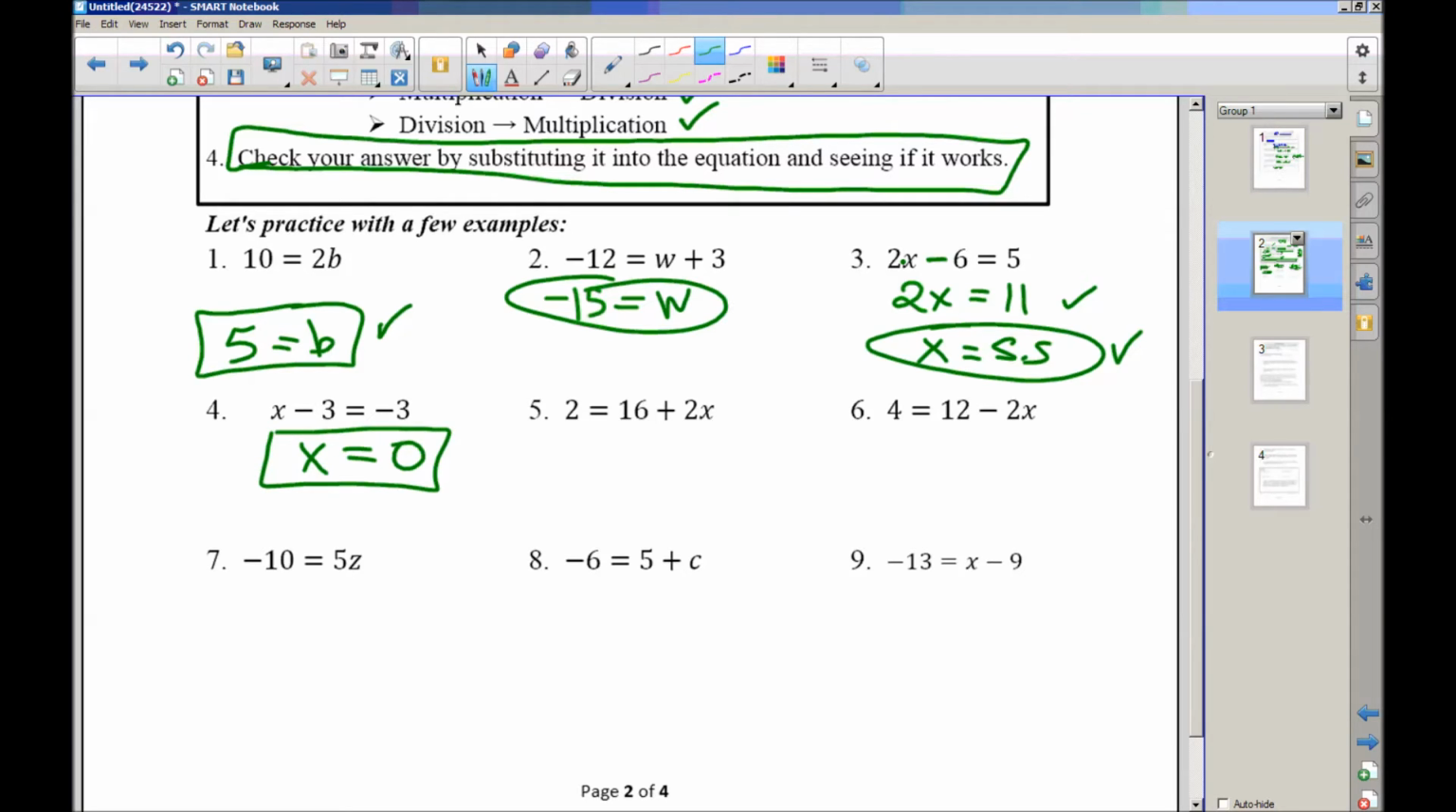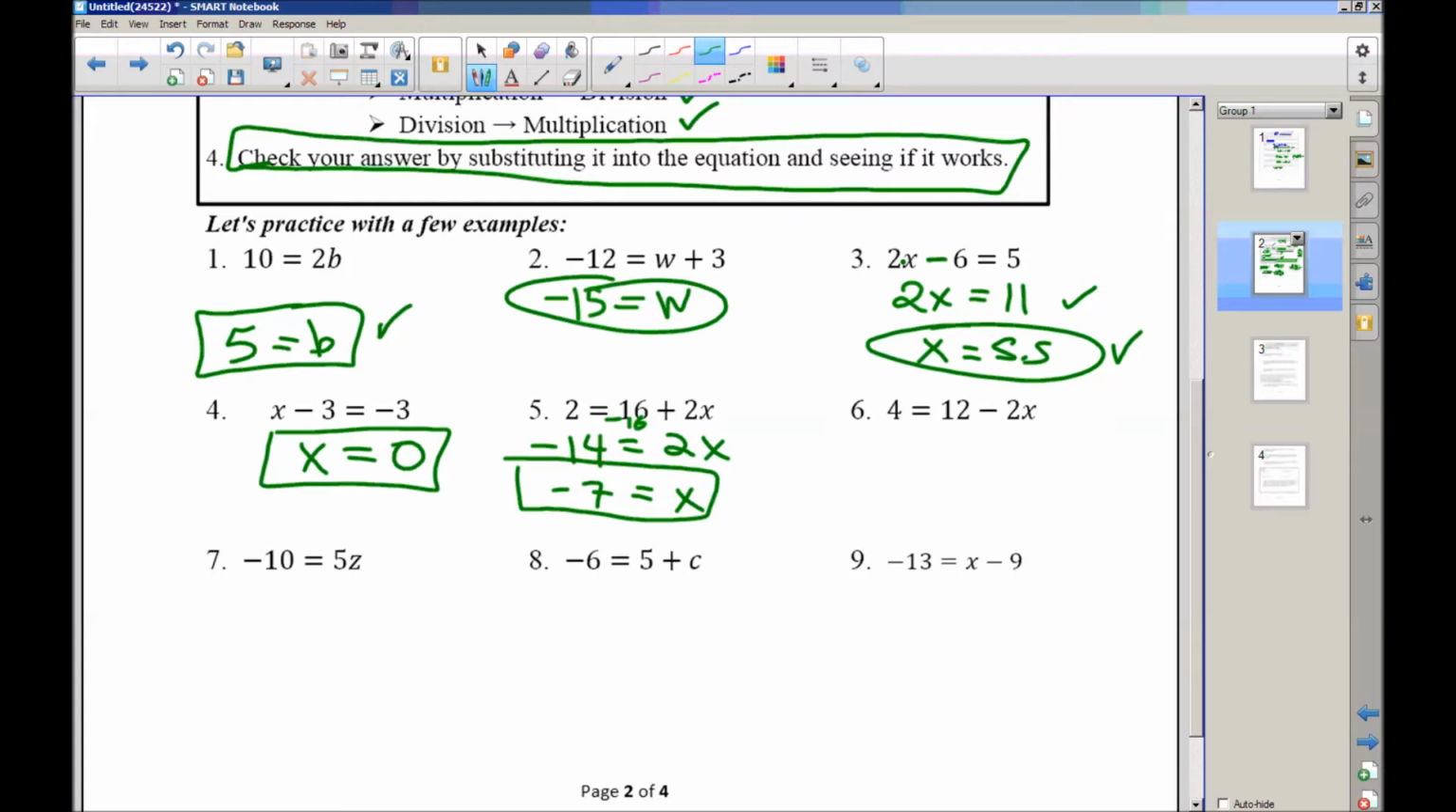Okay. So within number 5, we subtract 16 from both sides. We'll get negative 14 as 2x. And then we undo the multiplication next, and we'll get x is negative 7. Now the reason why we subtracted 16 is we needed to get rid of a positive 16 here. So 16 minus 16 is 0. So be careful. A lot of people miss number 4.